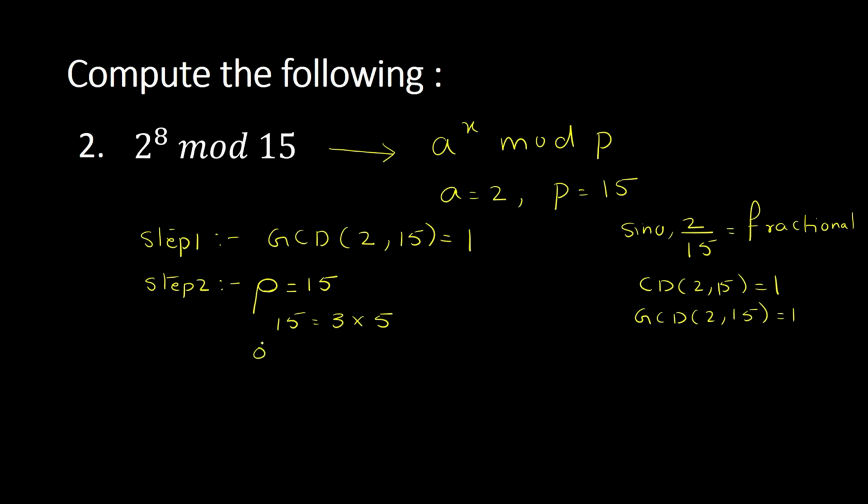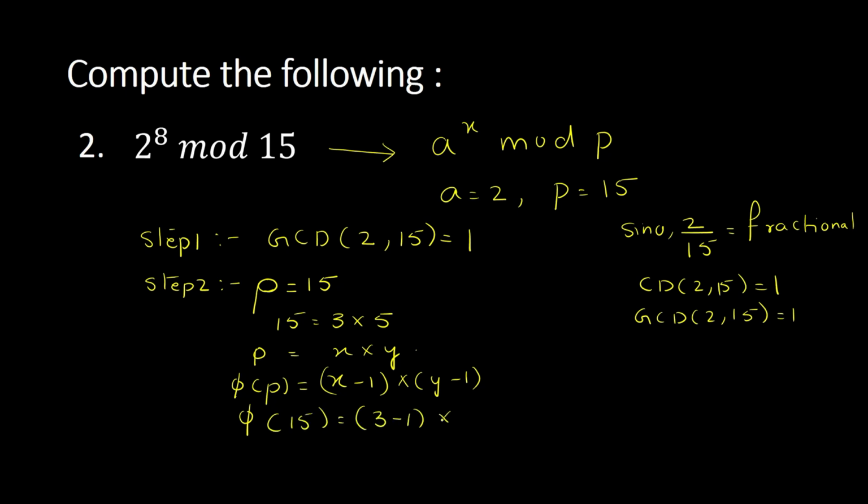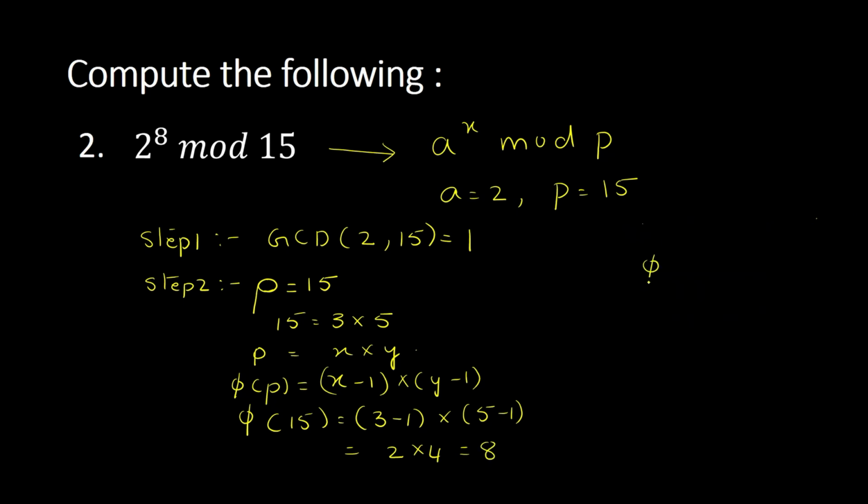And since p is written as x into y, how do you compute the Euler totient for a composite number? It is computed as x minus 1 into y minus 1. Therefore, the Euler totient of 15 will be, x is 3, so 3 minus 1, y is 5, so 5 minus 1, which comes out to be 2 into 4, that is 8. Therefore, we got Euler totient of 15 as 8.